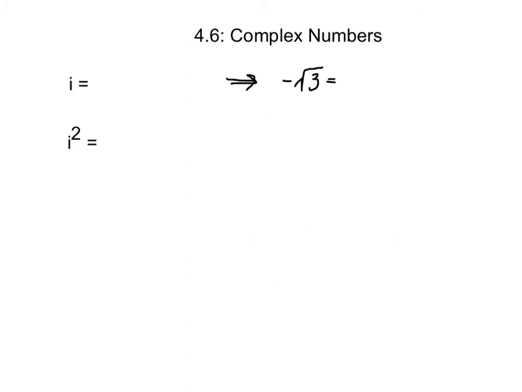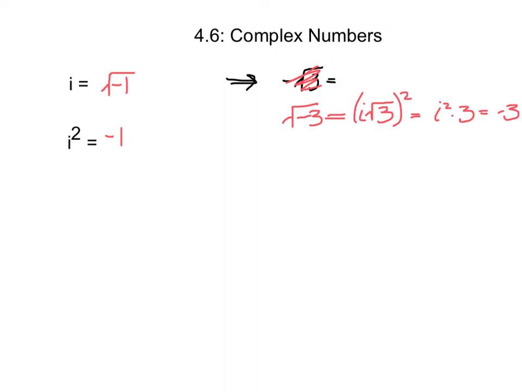So section 4.6 is complex numbers. So we have this term here, i, and we're going to define that as the equivalent of the square root of negative 1. So by that logic, squaring it will give us negative 1. So if we want to simplify the square root of negative 3, this will be i root 3. And if we square this, we will have i squared times 3, which is negative 3.